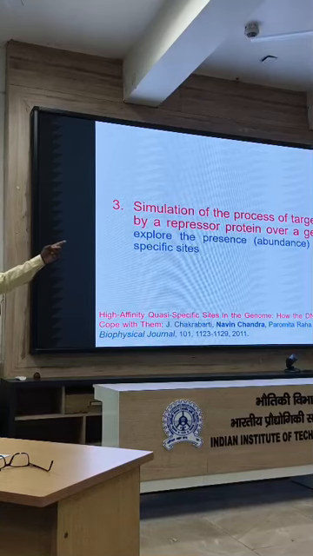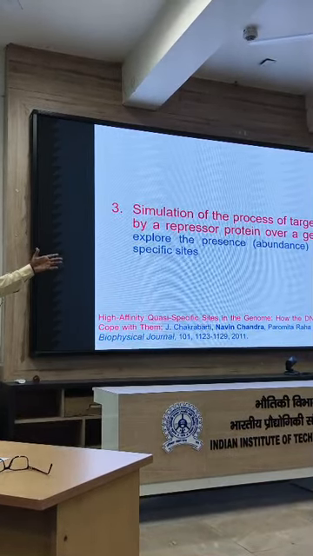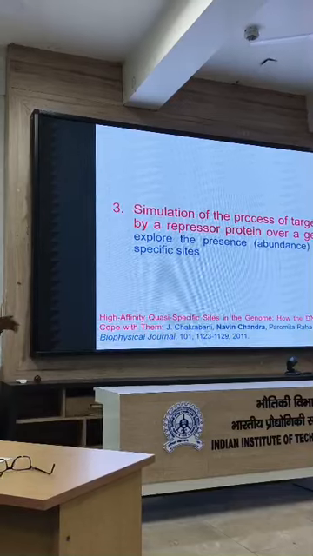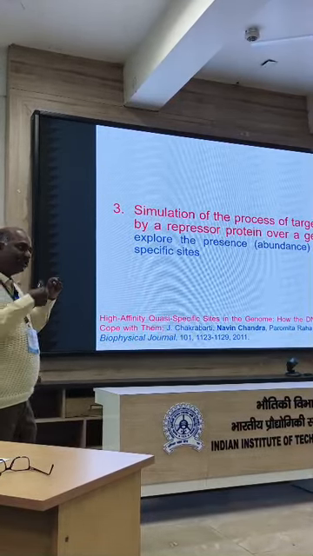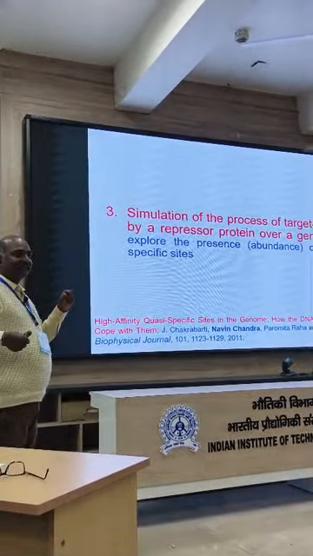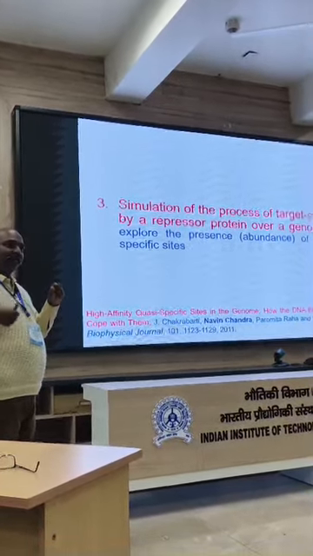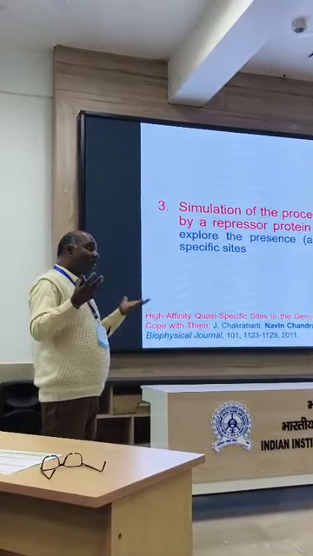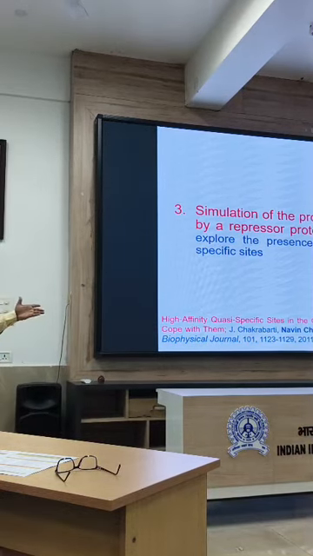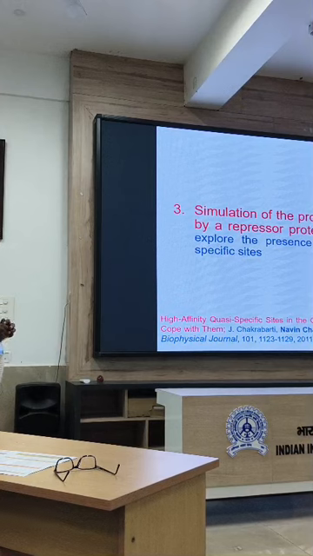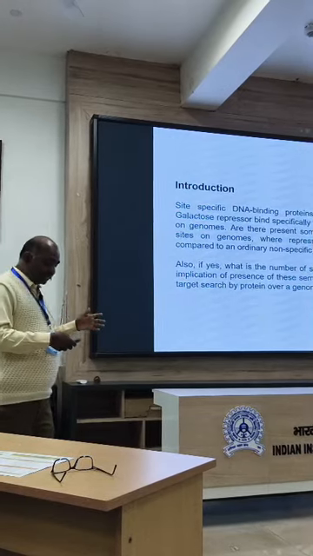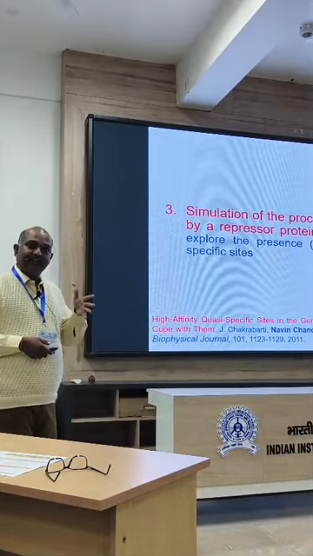So, simulation of the process of target search by a repressor protein over a genome, the whole DNA, to explore the presence of some quasi-specific sites. Because there are specific sites, and we found that there are some semi-specific sites. So that is how it locates its target fast, some 1,000 times faster than the chemical diffusion process. That work was published in Biophysical Journal in 2011. In fact, this work formed a basis for another work which we did at our Vinoba Bhave University.